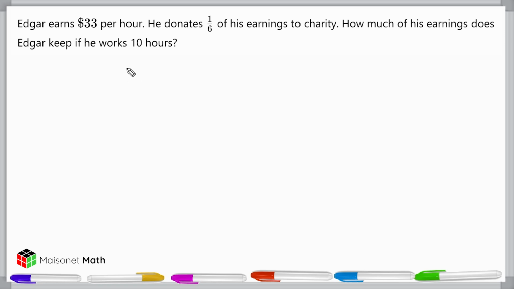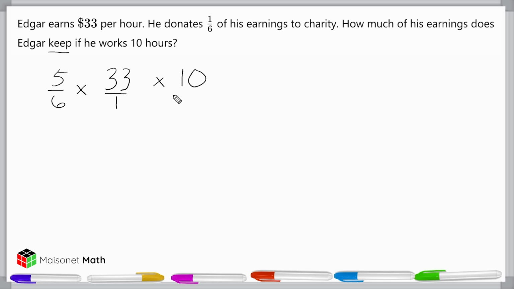All right, what we're going to do first is take the given hourly rate of $33 and multiply that by 10 hours. This would give us a total amount of money he earns over those 10 hours. Now, he's going to donate 1 out of every 6 parts of his total earnings. But the question is asking, how much does he get to keep? Well, if he's donating 1 out of every 6 parts, he gets to keep 5 out of every 6 parts. So we're going to multiply this amount here by 5/6 because he gets to keep 5/6 of this total.